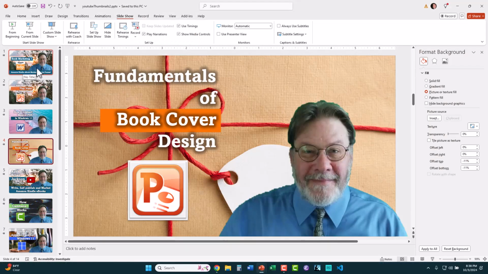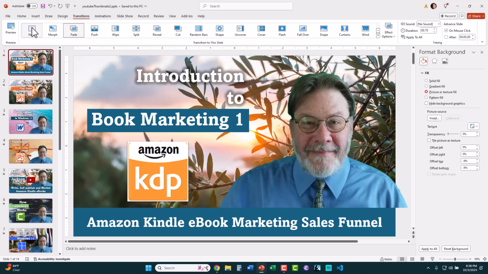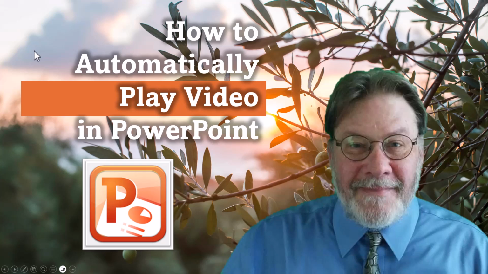Now, if you want to remove a transition, just go to a slide or select multiple slides, go to transitions and pick none. That's the default, no transition. Now if we do a slideshow from the beginning, you won't see it. It'll go boom, I'm there. And then it'll transition to the second.